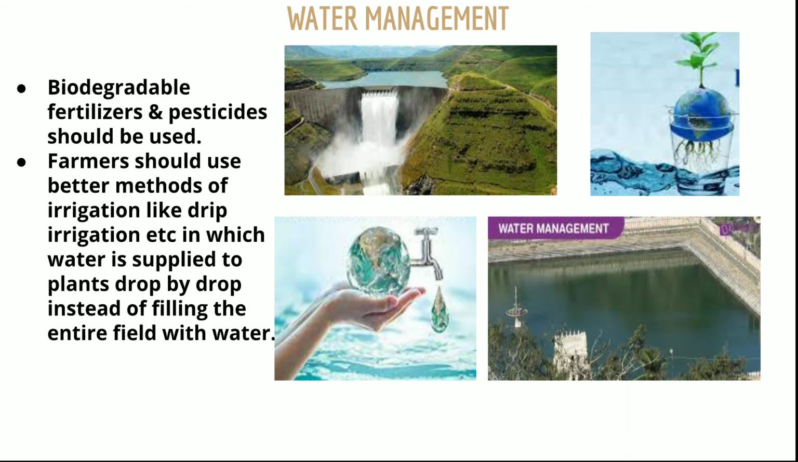Okay, we should not use chemical fertilizers and pesticides that can pollute the environment, pollute the water very fast. We should use biodegradable ones so that they will not be able to pollute the water to that extent. Then farmers should use better methods of irrigation like drip irrigation, etc., in which water is supplied to the plants by drops. Instead of filling the entire field with water, this can save water.